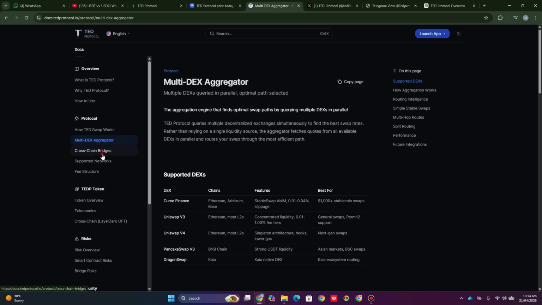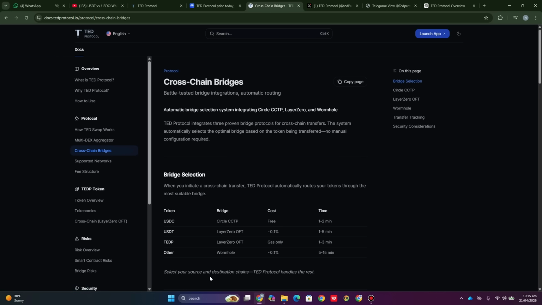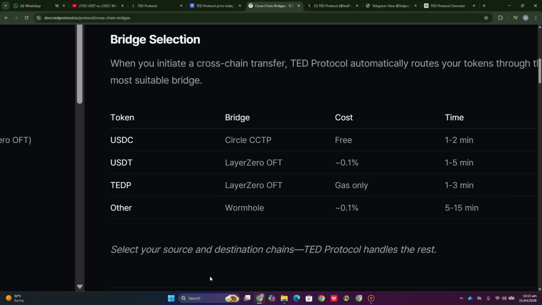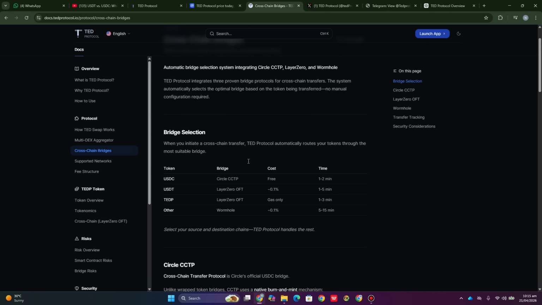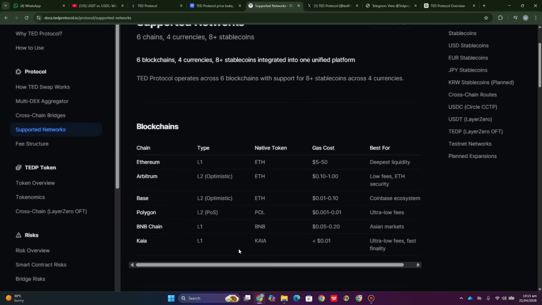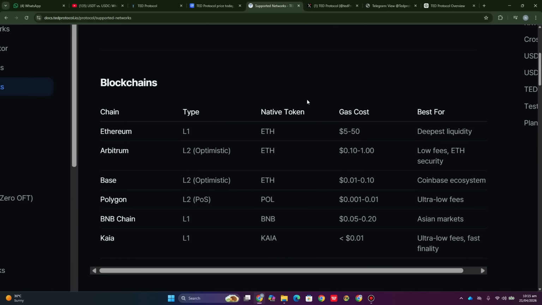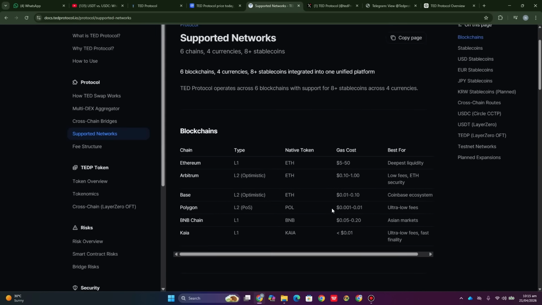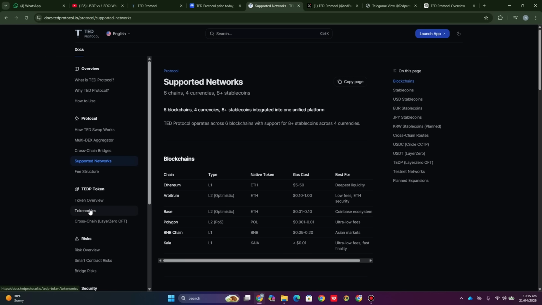There will also be cross-chain bridges like USDT, USDC, TEDP. There is LayerZero, Wormhole and Circle CCTP as the bridges. I have already shown you the technology behind this project. You can find the best USD to JPY route chosen as the most efficient, as well as the supported networks too. You can check out what is best on Ethereum and many others.